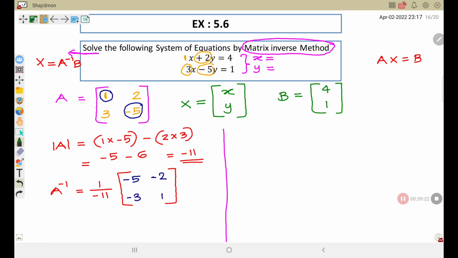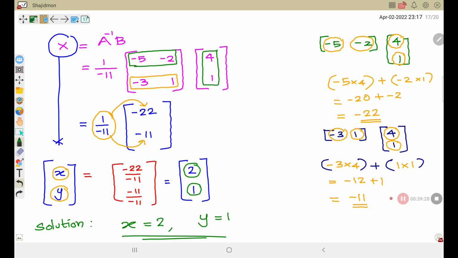Okay, I hope it is clear. So first, find the determinant of A, then find the A inverse. After that, use X equals A inverse multiplied by B, multiply the matrices, and we will get the solution. I have explained the simple way here. I hope it is clear to you.